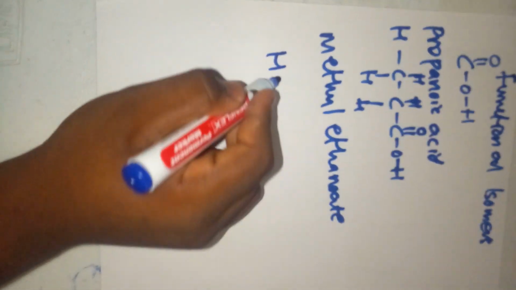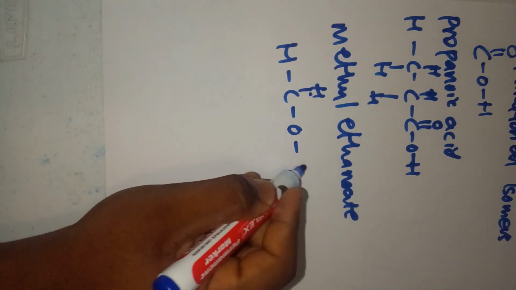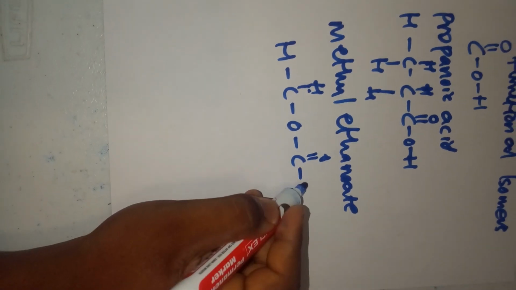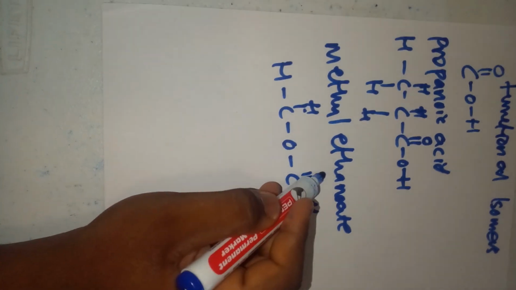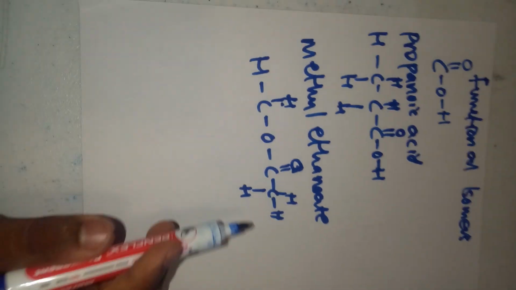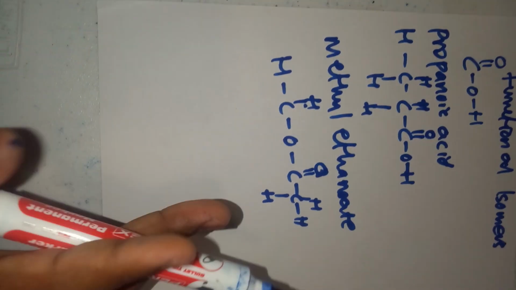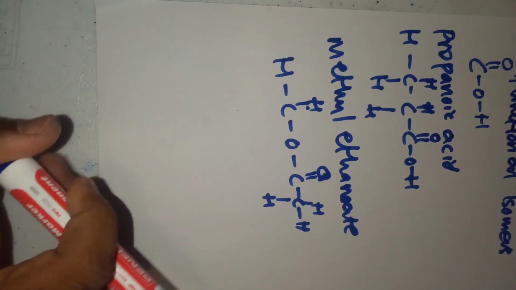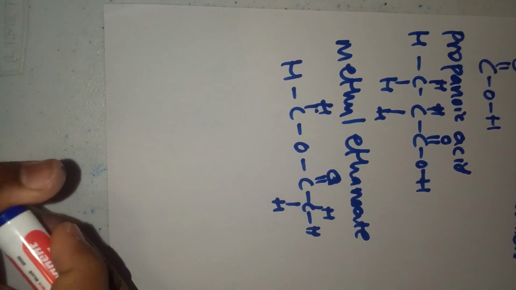So this is H, C, H, H, O, C, O, C, H, H, H. You're going to understand this thing. Please go and watch the video for esters, because you're going to understand this whole thing. Both of them have the same molecular formula and they have different structural formulas but belong to the same homologous series. So now, to summarize what I just told you today, this is what you have to know about functional isomers.